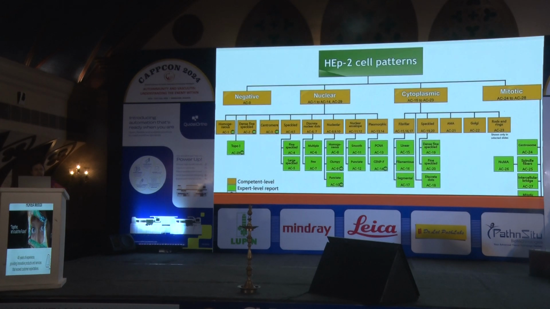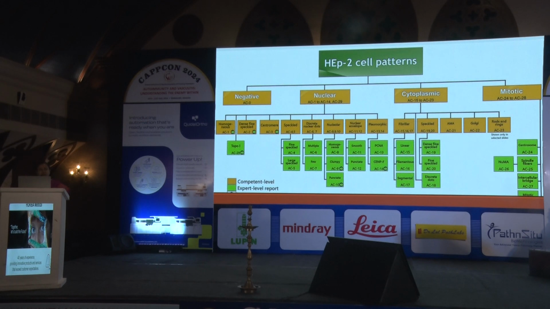So these are the HEp-2 cell patterns: negative, nuclear, cytoplasmic, and mitotic. Anything which we see under the microscope may or may not have relevance, but sometimes we tend to neglect some of the clinical features with a very high fluorescence under the microscope, especially the cytoplasmic. We should not do away with the cytoplasmic AC18, 19, and 20, which relate to SLE. So the cytoplasmic fine speckle, which corresponds to AC number 19 and 20, should be given in the report.